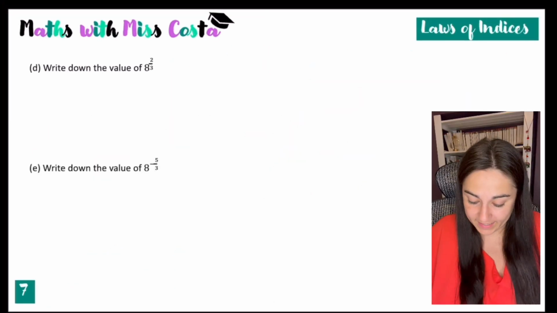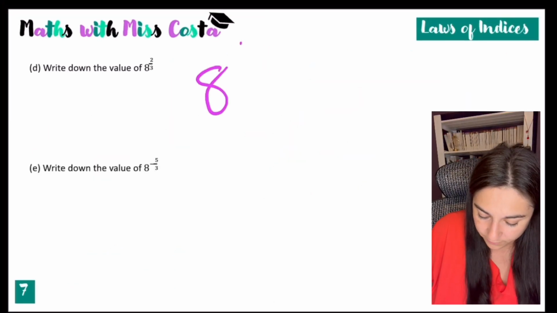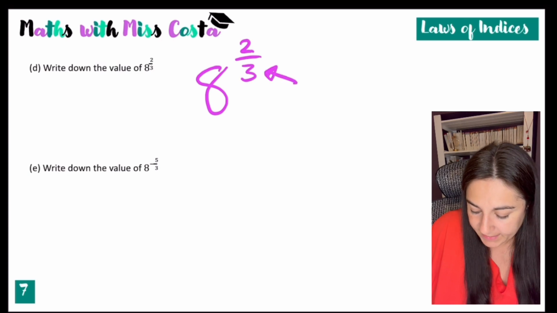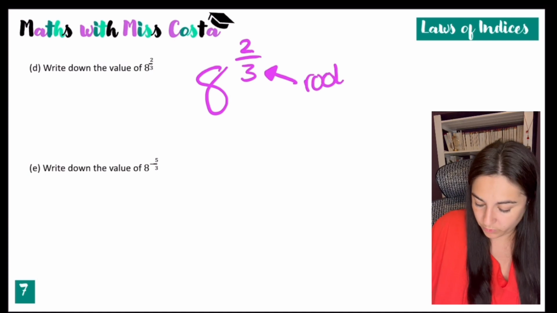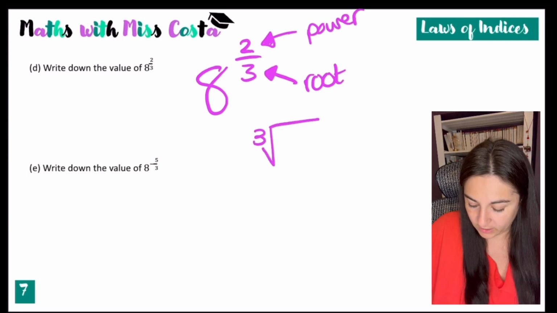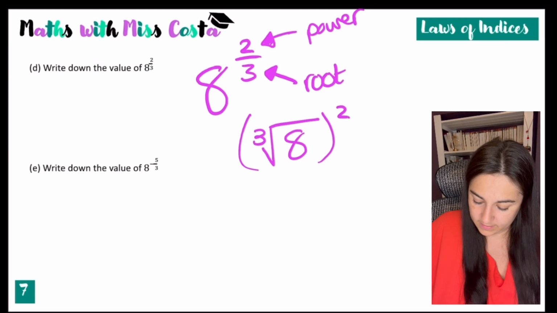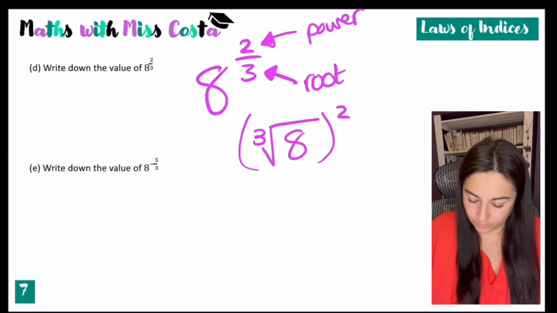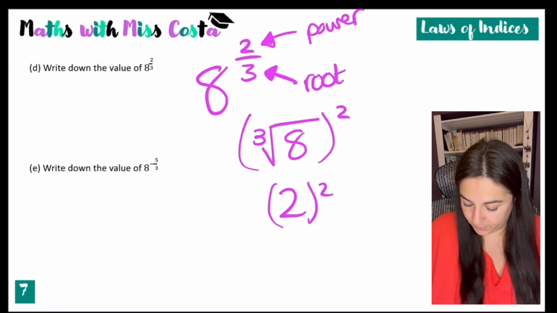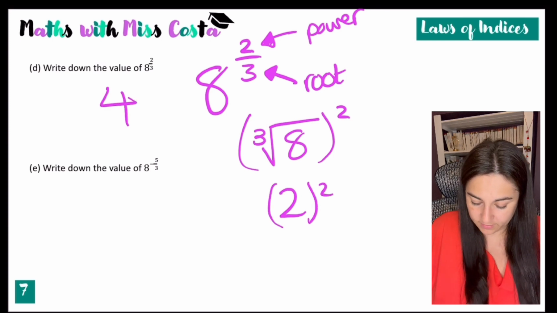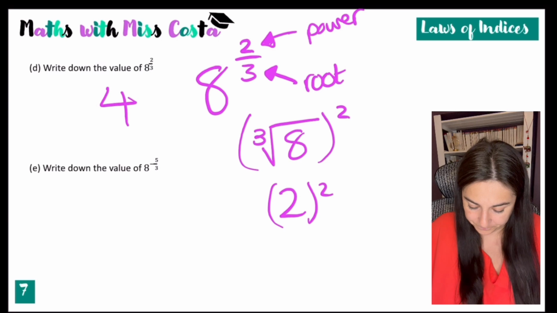Okay, so a quick little recap on fractional indices. Now, when you've got a fractional index, all it means is the bottom power over here tells you what root it is, and the numerator tells you what it's to the power of. So in this case, it would be the cube root of 8 to the power of 2. So what's the cube root of 8? Well, that would be 2. So I'd be left with 2 squared. And what's 2 squared? 4. And that's all I need to do.